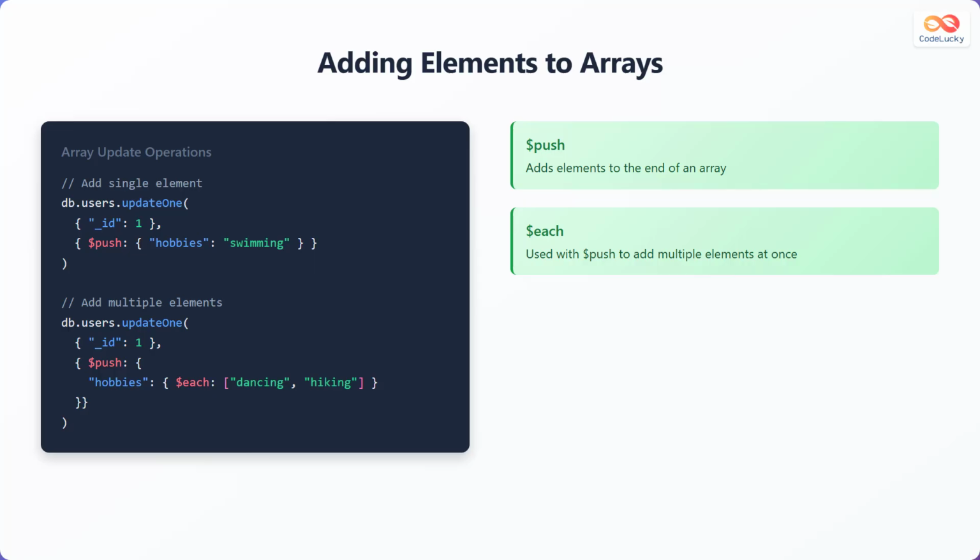MongoDB provides update operators to modify arrays by adding elements. The $push operator adds elements to the end of an array. To add a single element like swimming to the hobbies array for a user with _id equals to 1, we use db.users.updateOne with the $push operator. To add multiple elements at once, you can use $push in combination with the $each modifier. This lets you add multiple values like dancing and hiking to the hobbies array in a single operation.